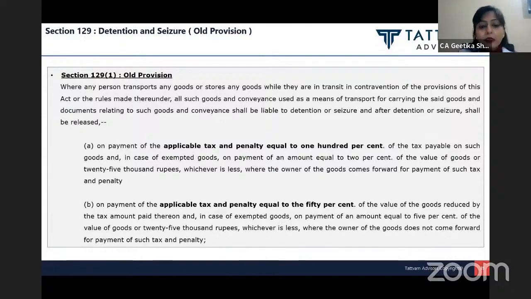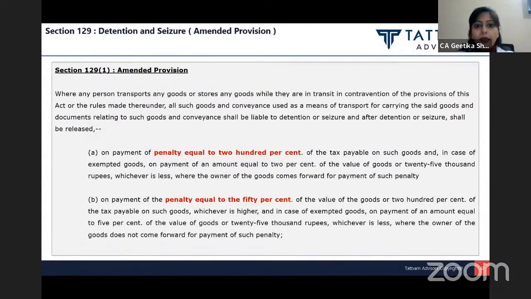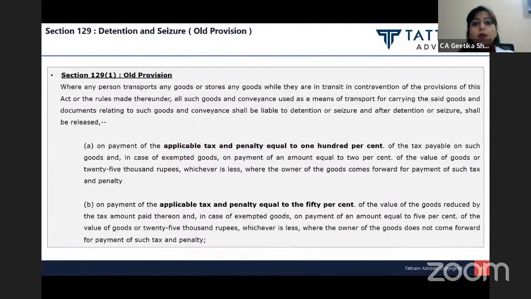Now, because of this amount being collected as tax, there was a lot of hue and cry among the taxpayers that you can detain my goods, my truck, or my conveyance for any non-compliance.